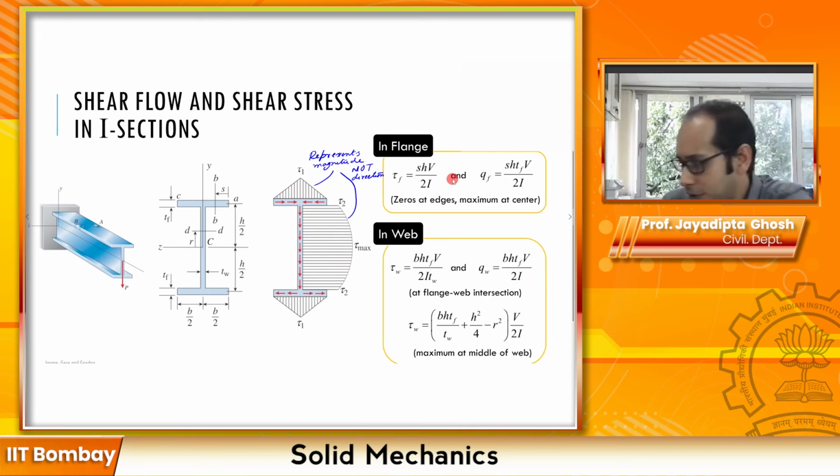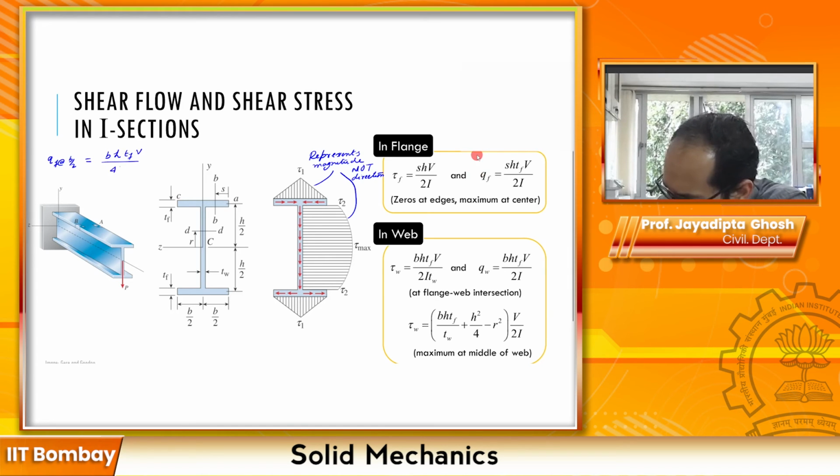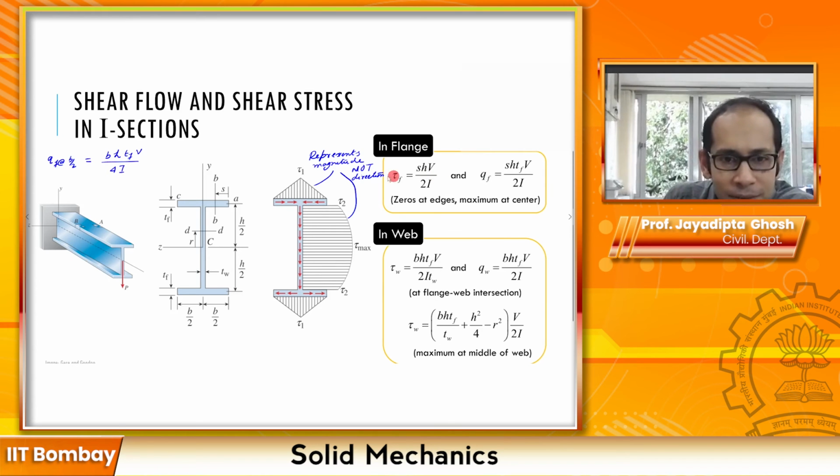So the ordinate for the Q that you get is, I will write it over here, Q at B over 2 equals, if I put s equals B over 2 over here, B H t_f V divided by 4I, right? So what I am saying is that here the magnitude of this arrow, just at the center at B over 2, is this one. The magnitude of this arrow is the same.